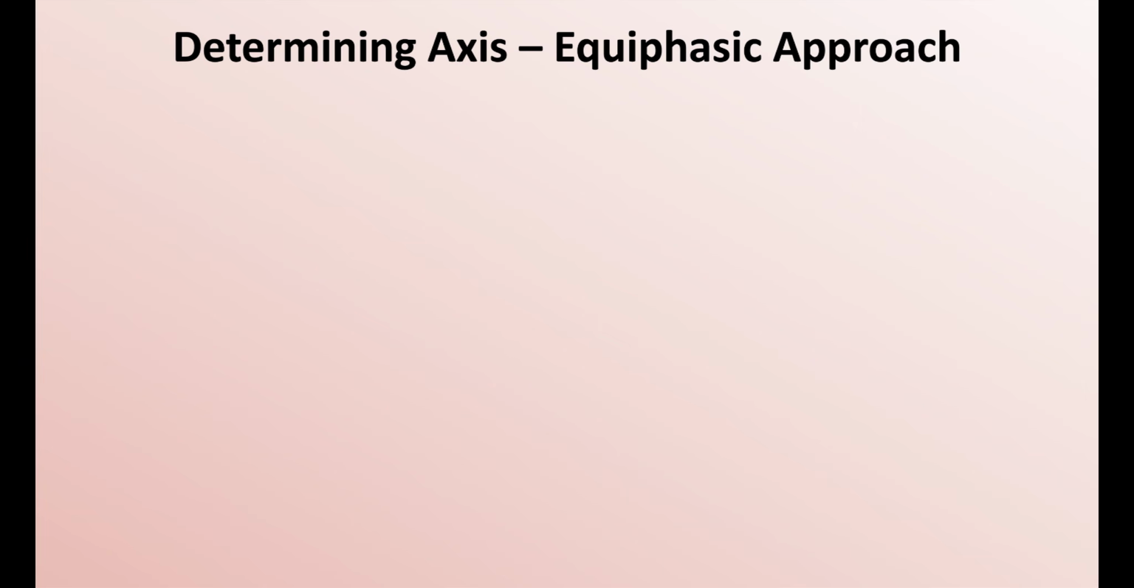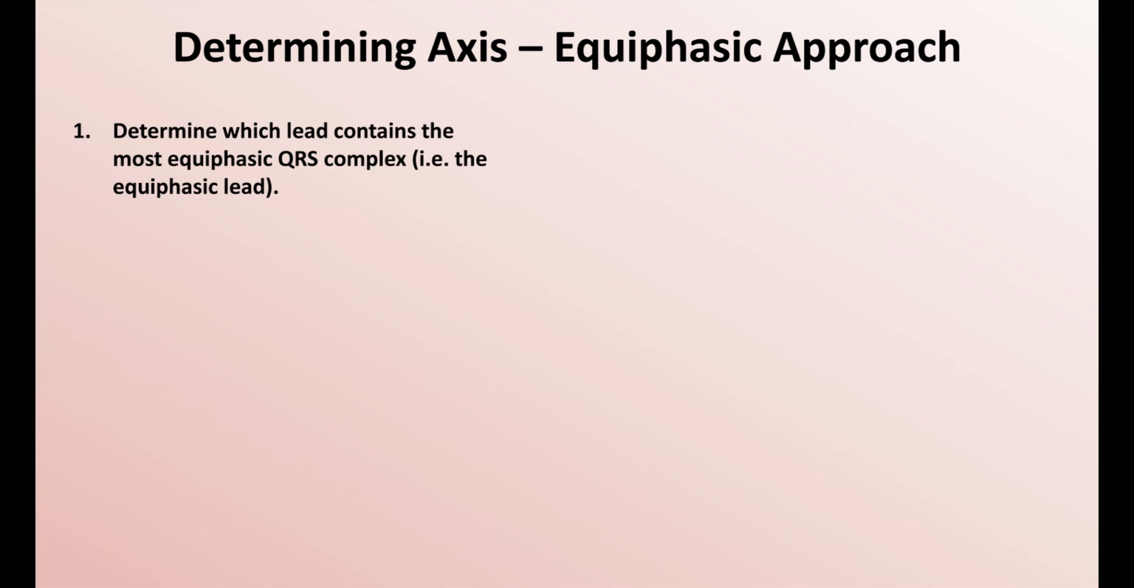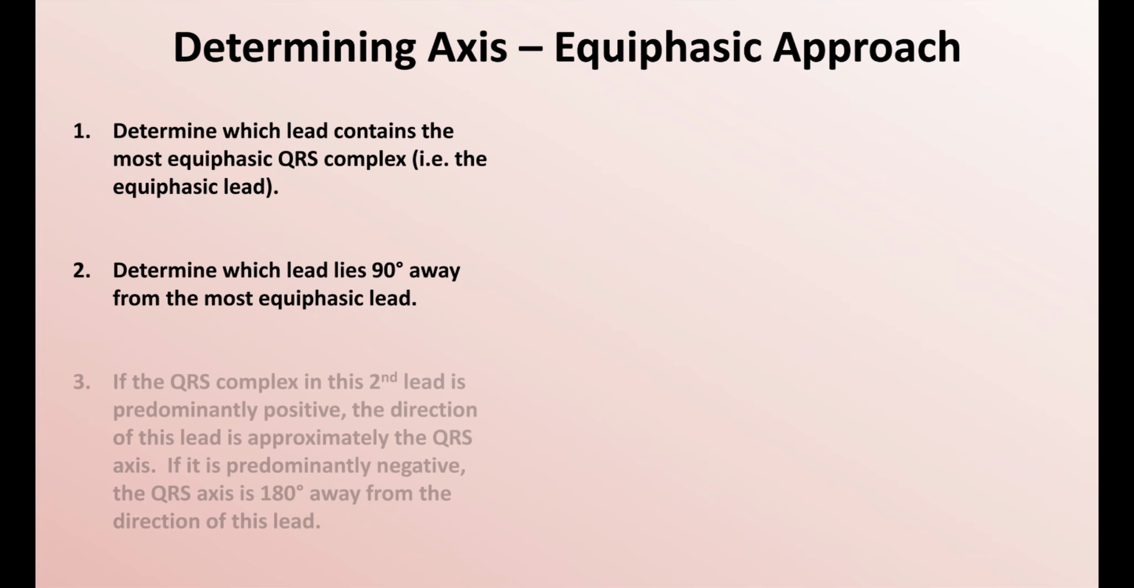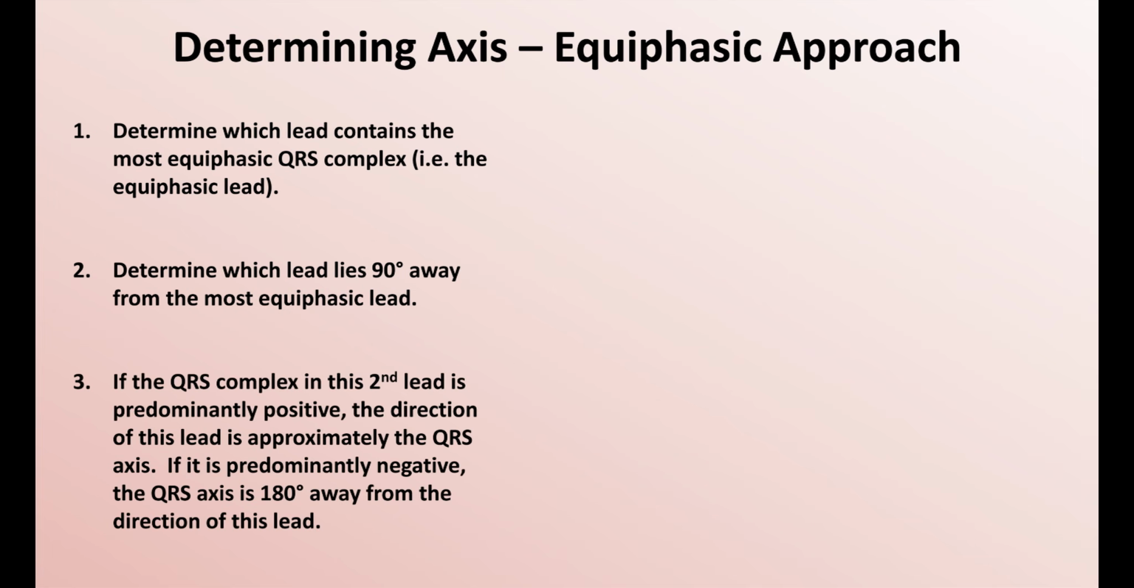preferred. The first step in the equiphasic approach is to determine which limb lead contains the most equiphasic QRS complex, which I'll subsequently refer to as the equiphasic lead. In order for the QRS complex to be equiphasic in a particular lead, the average direction of electrical activity over the duration of ventricular depolarization must be 90 degrees away from the angle of that lead. So the next step in this approach is to determine which lead lies 90 degrees away from the equiphasic lead. Finally, if the QRS complex in the second lead is predominantly positive, the direction of this lead is approximately the QRS axis. If it is predominantly negative, the QRS axis is 180 degrees away from the direction of this lead.